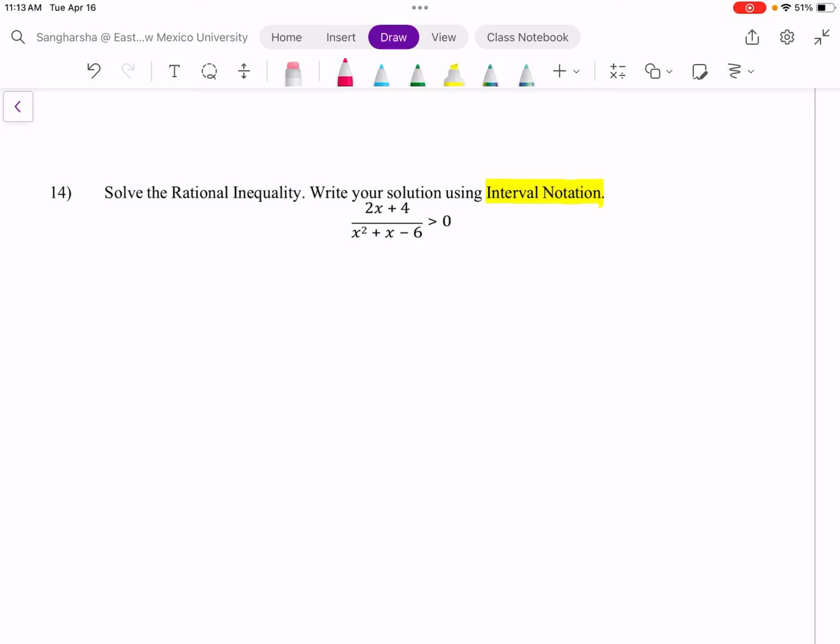In the numerator, do we have any common factor? 2 is the common factor, right? So let's factor out 2. If you factor out 2, from 2x we have x. And if you factor out 2 from positive 4, we have positive 2. This is the numerator divided by.